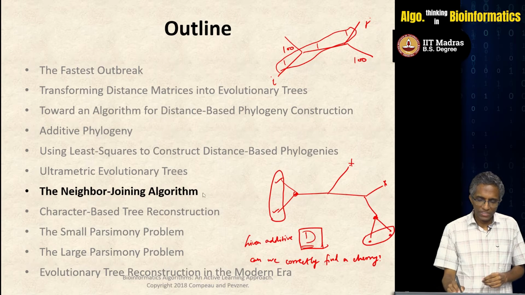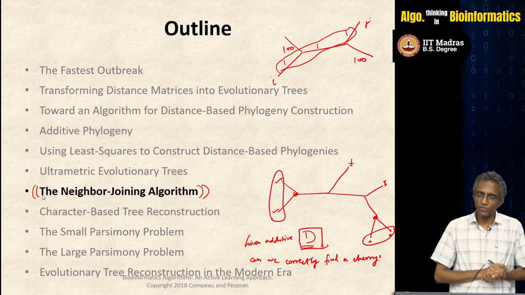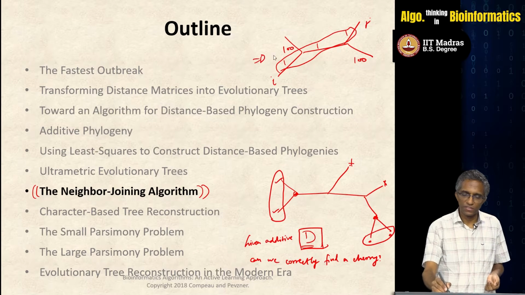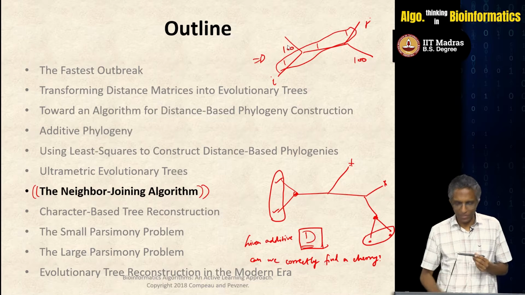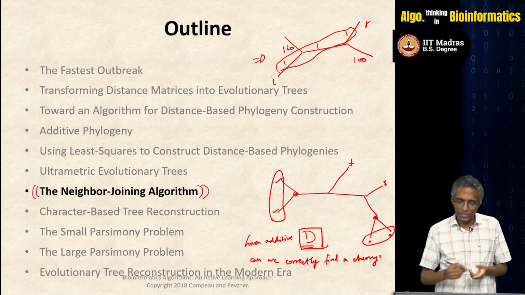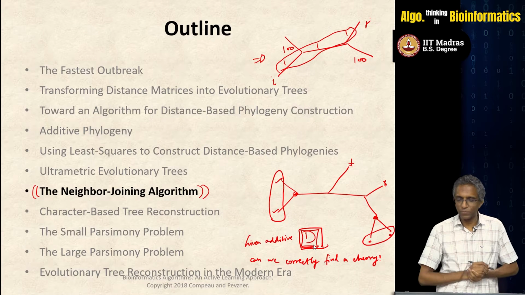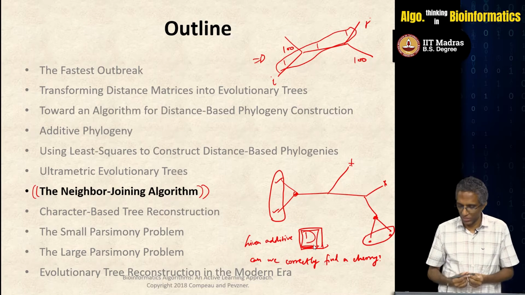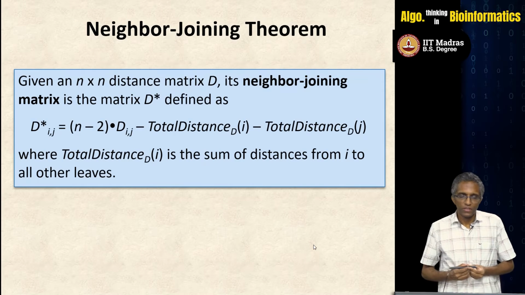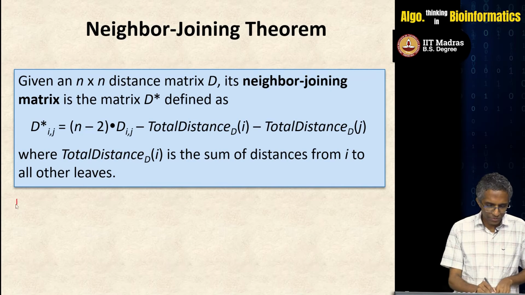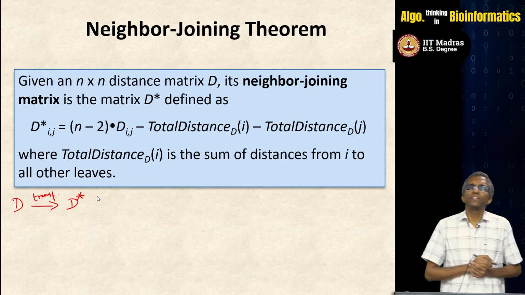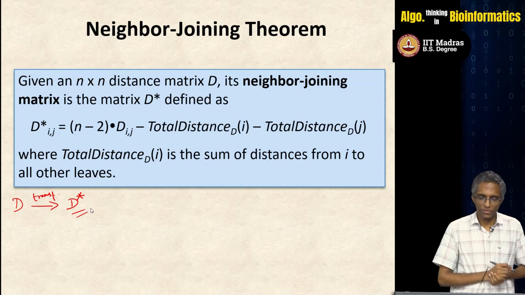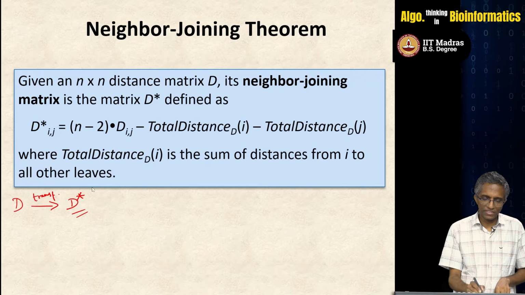But then we need some kind of an elegant way to figure out a cherry even in cases such as this. So, let us see how we can do that, and that is the main crux of the neighbor joining algorithm. Finding the minimum entry in D does not work, but can we get some other matrix in which the minimum entry corresponds to a cherry? That is the idea. So, for that we are going to take a distance matrix D and transform it to D star, so that the minimum entry in D star will form a cherry.